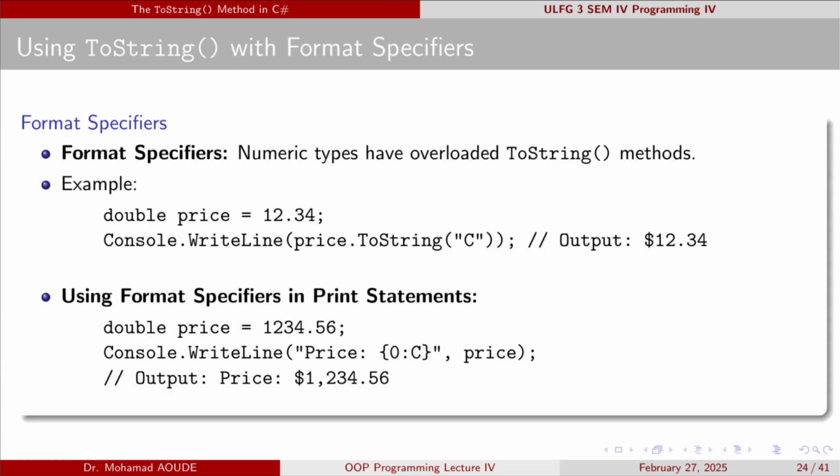In addition to overriding toString, C# allows you to use format specifiers when converting numbers to strings. Example: C for currency, F for fixed point decimals, N for number format. Using format specifiers helps you control precision, localization, and presentation without extra work, supporting the principle of professional output formatting.